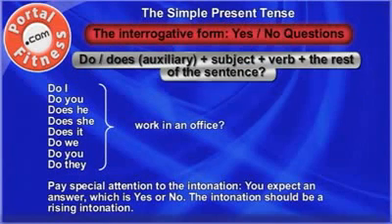Let's now see the interrogative form of the simple present tense for yes-no questions. The structure is the auxiliary do or does plus the subject plus the verb plus the rest of the sentence and the question mark. Remember, the auxiliary do is for I, you, we, and they, and the auxiliary does for he, she, it.